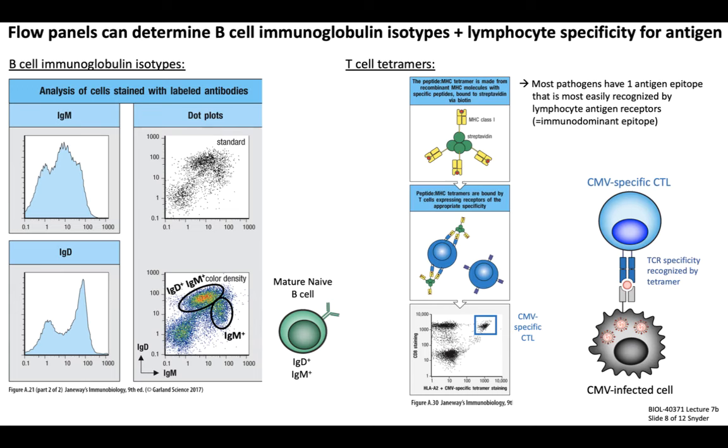These CMV-specific CTLs identified by flow are the same ones that recognize this immunodominant epitope presented on MHC class I by infected cells during natural infection, and this is shown on the diagram on the right. Tetramers can be used to phenotype virus-specific or also tumor antigen-specific lymphocyte responses, and these can also be used for sorting antigen-specific cells using FACS for further analysis if necessary.